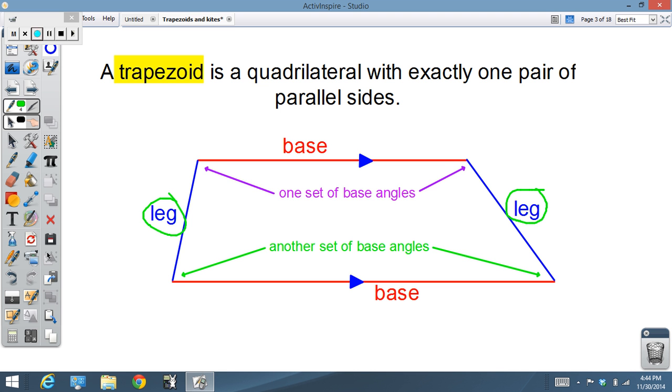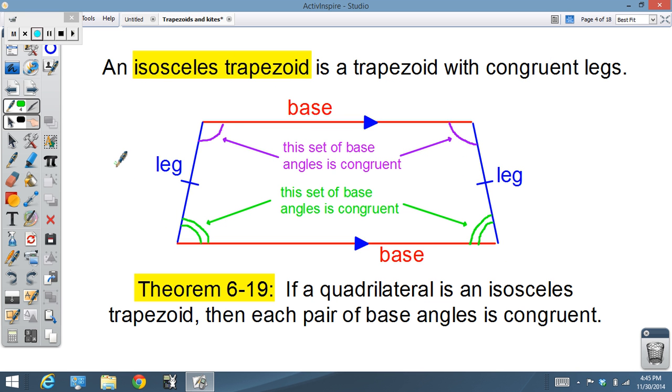All right. Now, we refer to the angles. Obviously, there are four of them, but the angles that line up next to a base are called base angles. Okay, so one set lines up here and here with the top base. One set would line up here and here with the bottom base. Those are the base angles, two sets. All right, and the reason that's important is because when we get into the properties of isosceles trapezoids, we're going to find out something here.